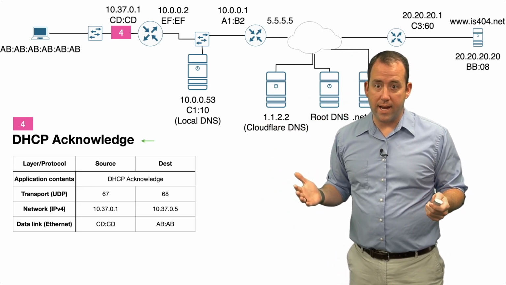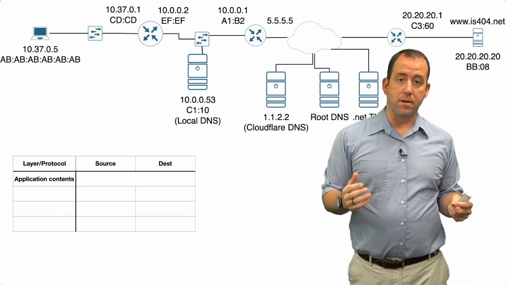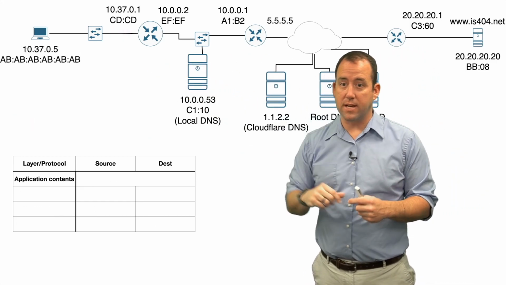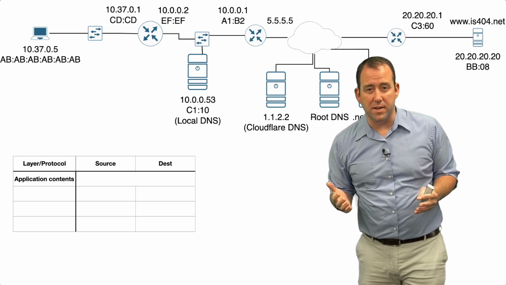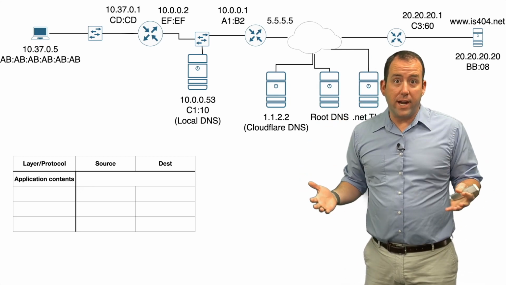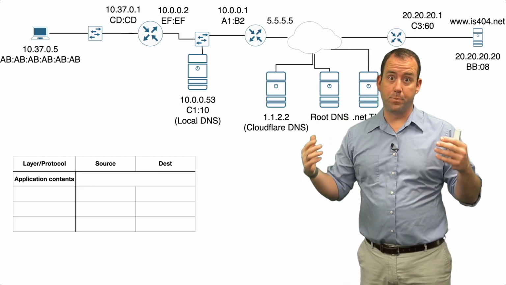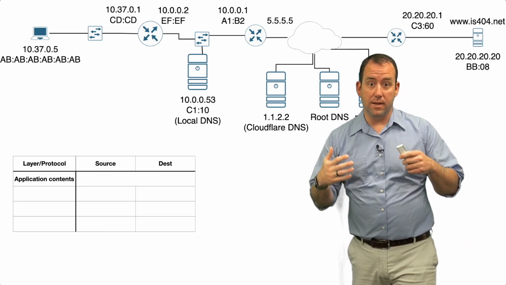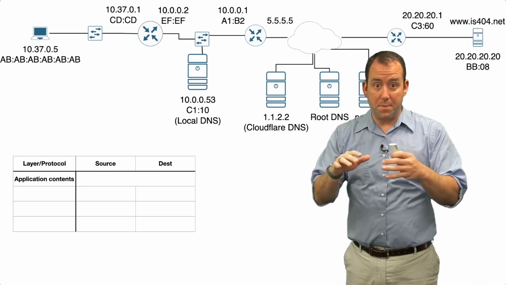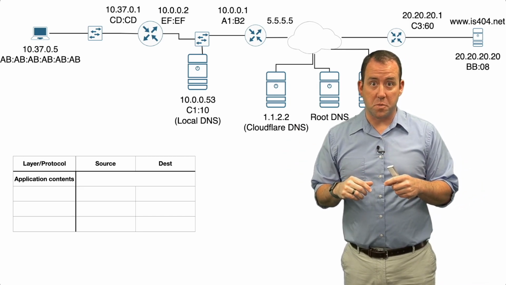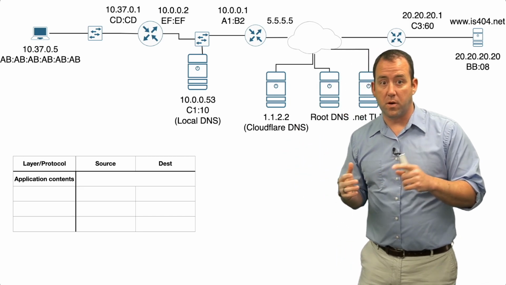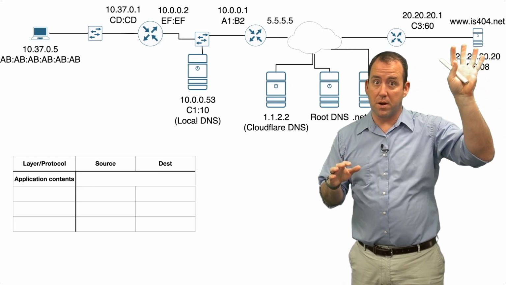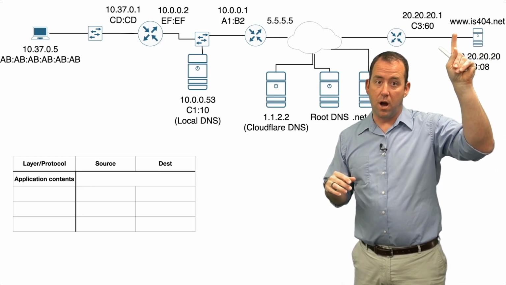Now we have an IP address. So let's go ahead and add that to our diagram. Now our IP address, as you can see, is 10.37.0.5, and we're ready to start sending some packets. Well, what packets do we need to send? We need to send DNS. We typed in an address at our address bar, www.is404.net, which is the address over here, but we don't know that yet. We don't know this address. All we know is the name.